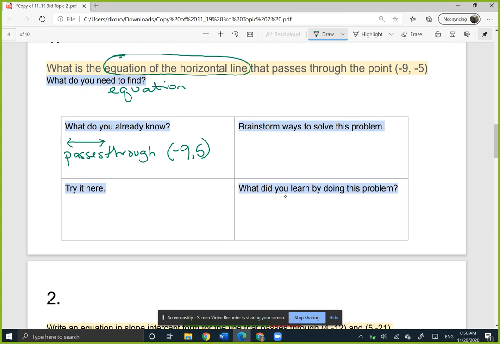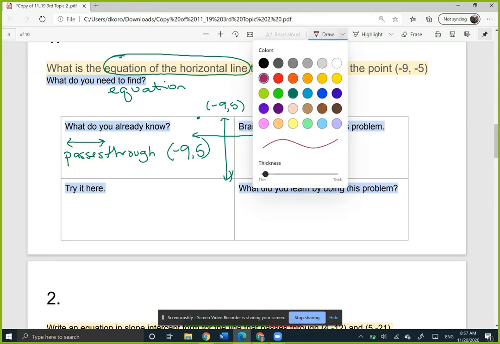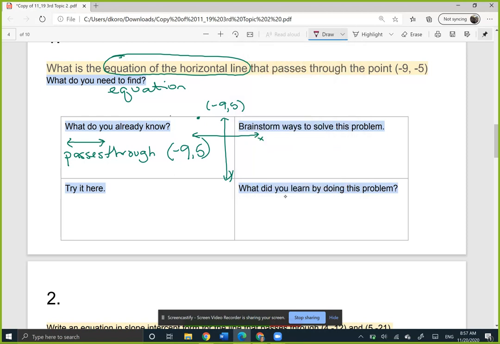Okay, so brainstorm ways to solve this problem. If I have this X and Y axis, and my point passes through -9 and 5, that's about right here, let's say. Let's say that point is -9 and 5. So this is a horizontal line that passes through that. The y-intercept right here is at 5. So that's going to be important as well.